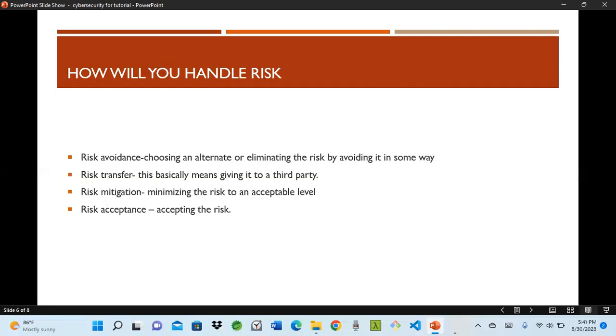So how to handle risk? Some of the ways to do it is risk transfer, which is basically transferring risk to a third party. When you do that, an example would be an insurance company. That's a common thing that is used for risk transfer. And risk mitigation is basically minimizing the risk to a certain level. So maybe they might use some type of security control to mitigate the risk.